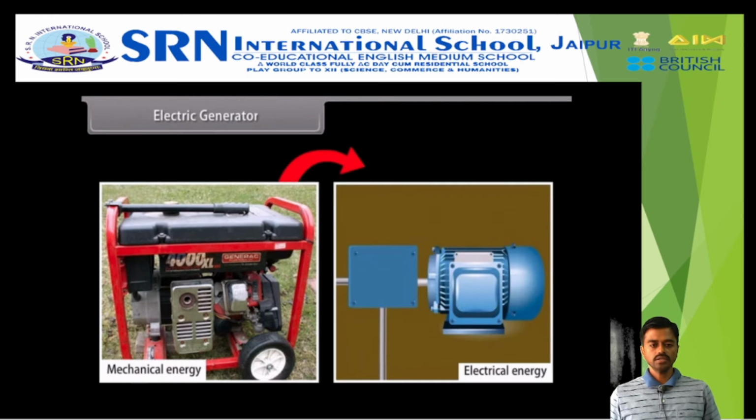Now electric generator is the device which is used to generate electricity. Now there are two images. One shows the mechanical energy, and this mechanical energy will help you to generate electrical energy with the help of electromagnetic induction.